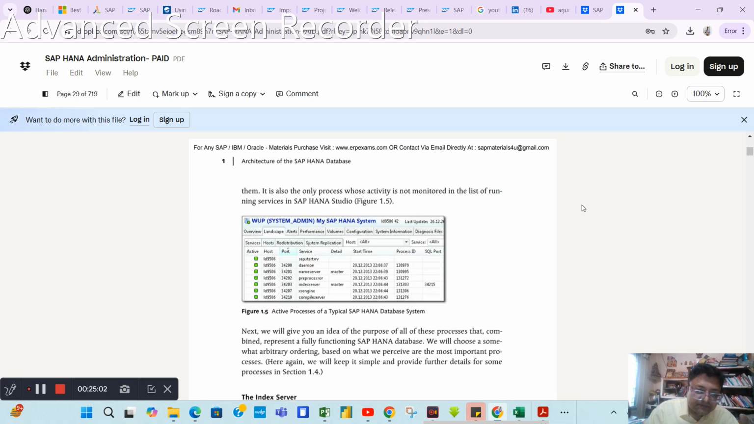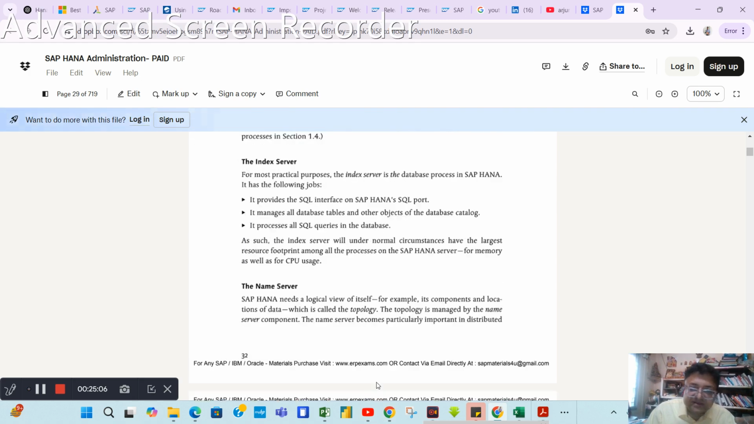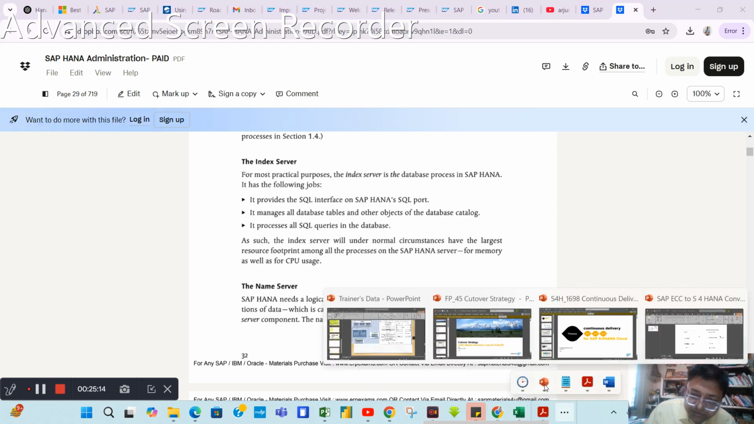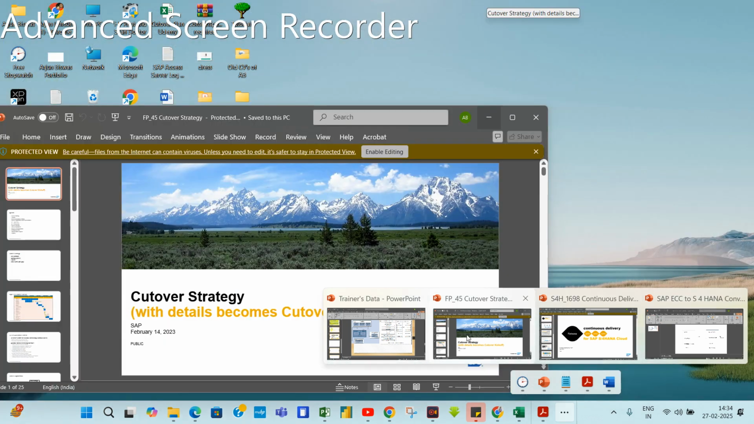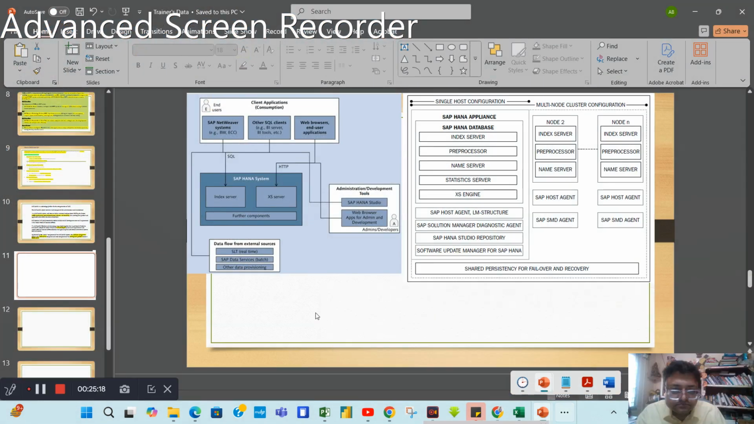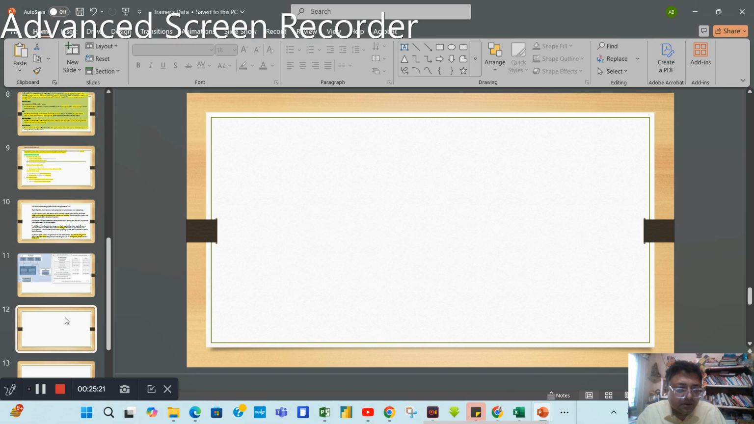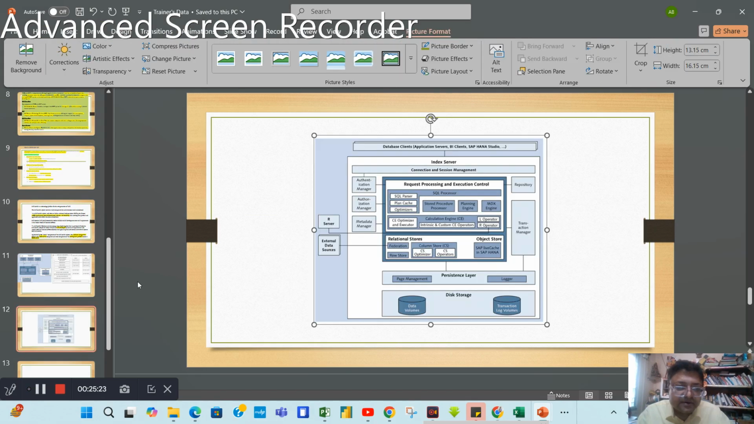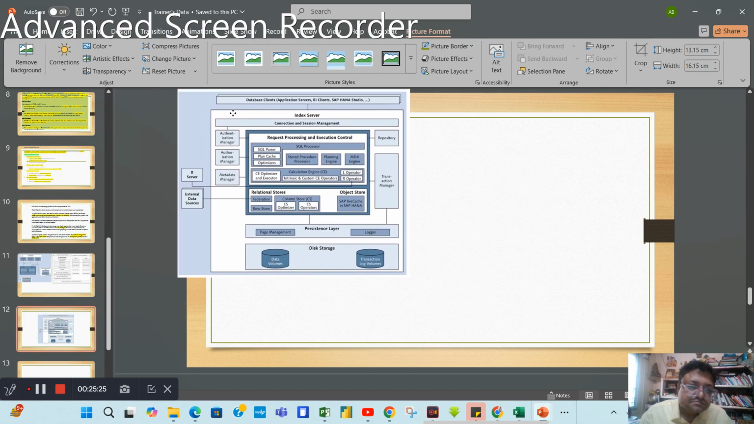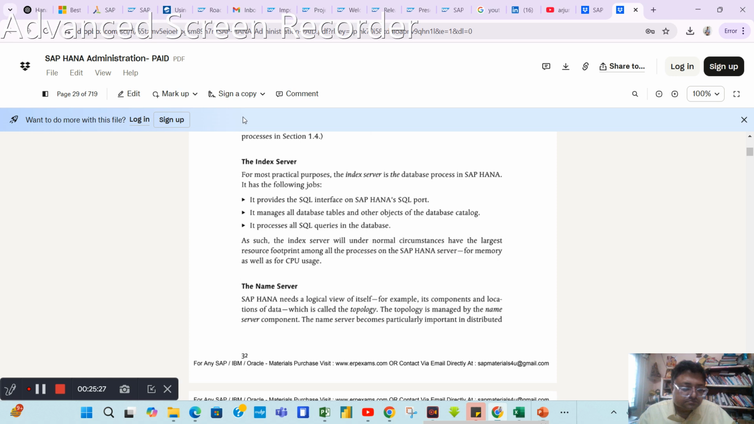I will just explain index server now, and then I will go for lunch. After that, once I come back, I will explain the rest of the HANA architecture. So let us put it here. Okay, this diagram is important, and let us go here.